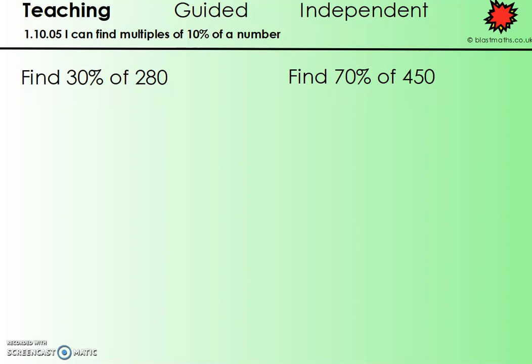Right, finding 30% of 280. Well, the first thing we're going to do is to find 10%. And we do that by dividing the number by 10. So dividing 280 by 10 will give us 28.